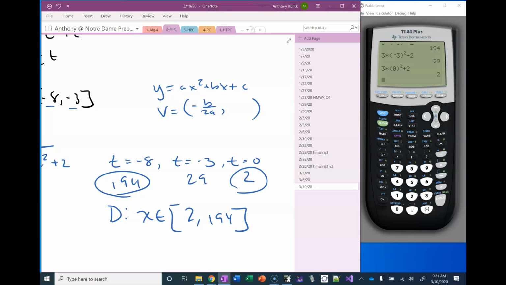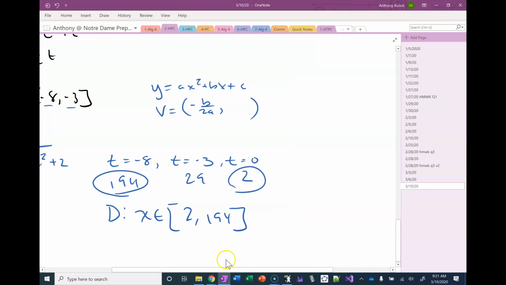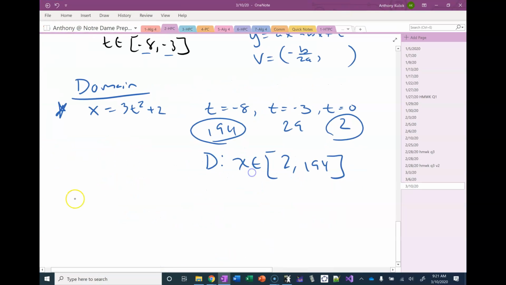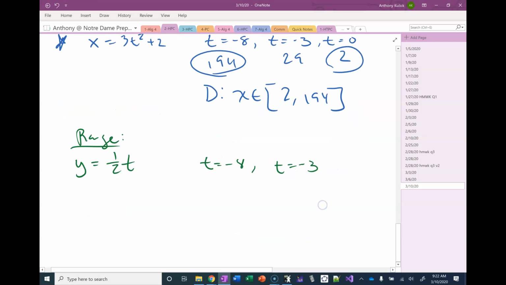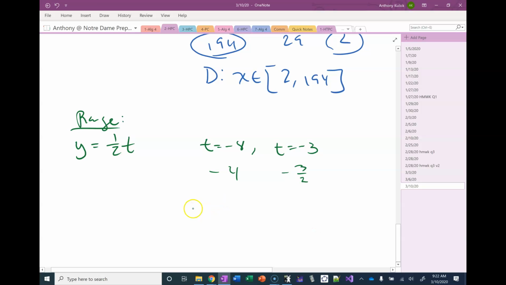Okay with that, Bridge? Okay. To do the range, I'm going to be looking at the y equals equation. This is a linear equation, so this is much easier. All I care about are the 2 endpoints in my interval for the parameter. So I get negative 4 and negative 3 over 2. So my range is the set of y's from negative 4 to negative 3 over 2.